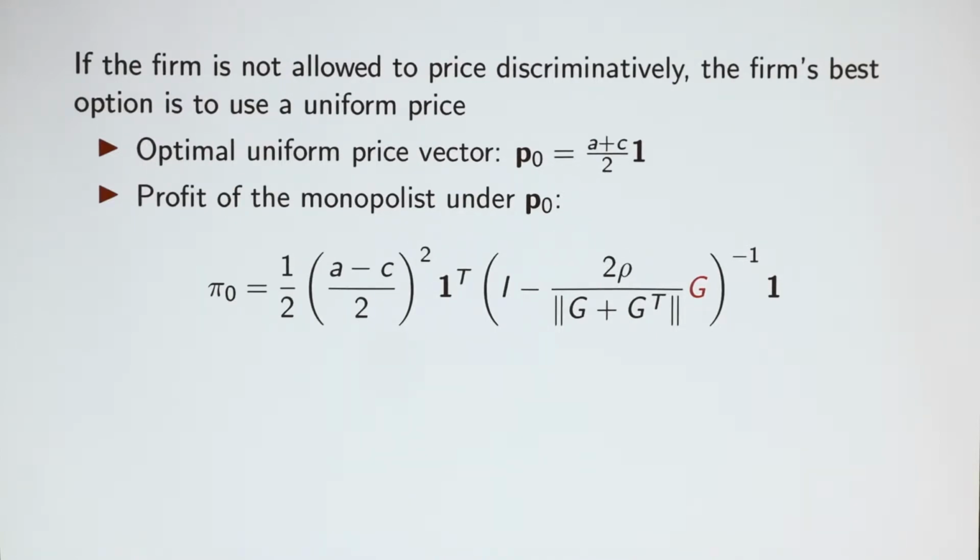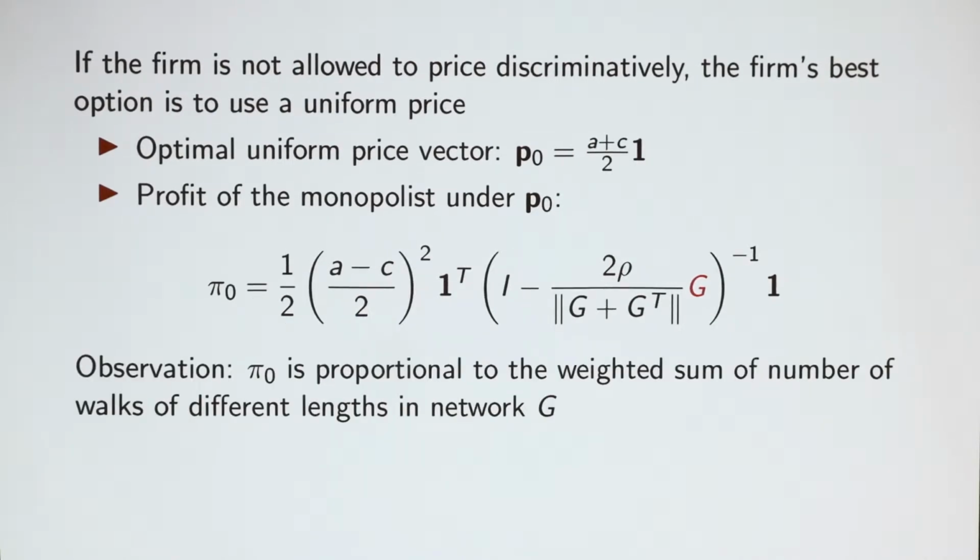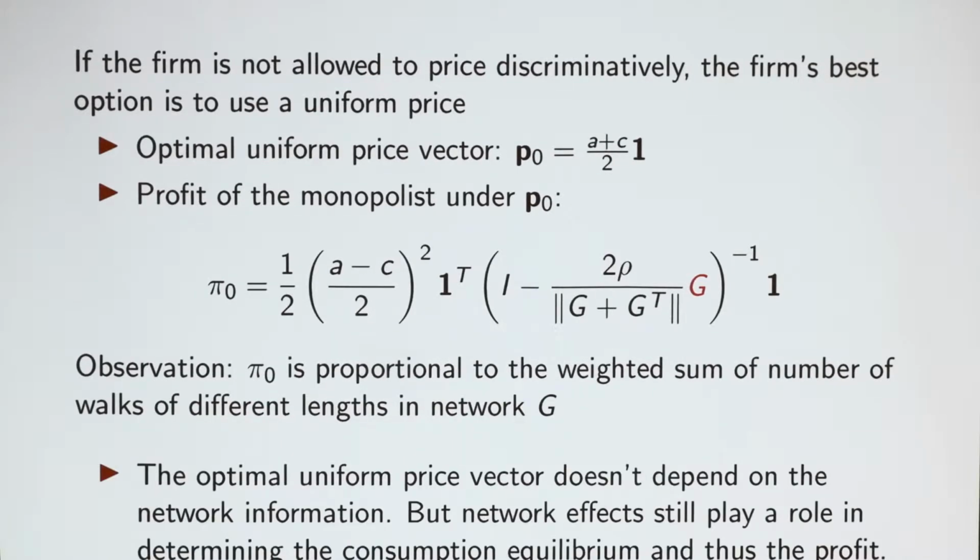And this is very important as we try to quantify the value of price discrimination. Another observation is that this pi 0 is proportional to the weighted sum of the number of walks of different lengths in the network G. We also want to point out that although the network does not play a role in determining the optimal uniform price, it does play a role in determining the consumption equilibrium and thus the profits under the optimal uniform price.